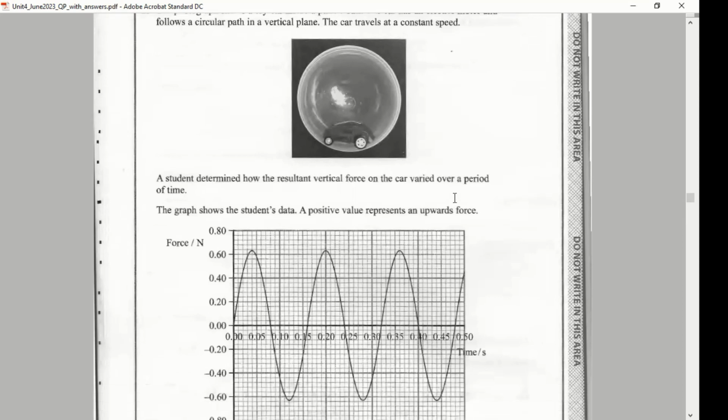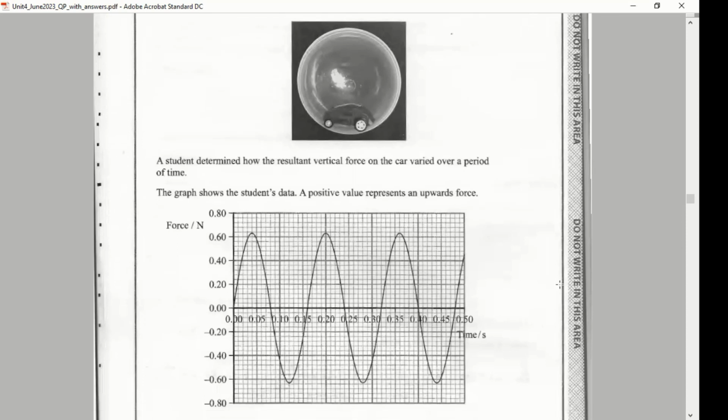Now, here's the interesting thing, thinking about it, because it's doing a loop-the-loop, the magnitude of the centripetal force when you're at the bottom and the magnitude of the centripetal force when you're at the top must be the same, because you're doing a circle and you're at constant speed. So the centripetal force required to make you go in a circle must be constant in the up-down dimension. So that's why it's a symmetrical graph.